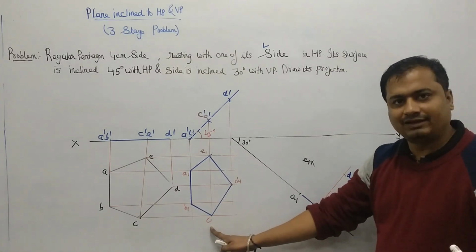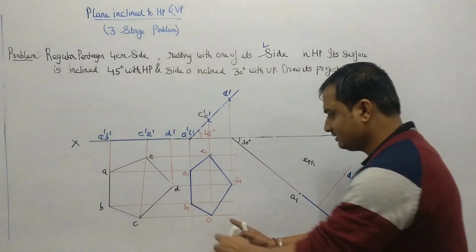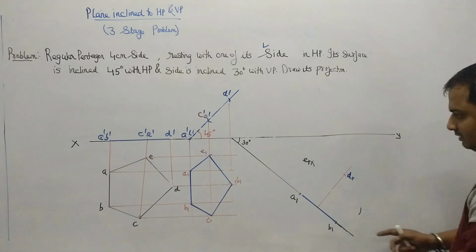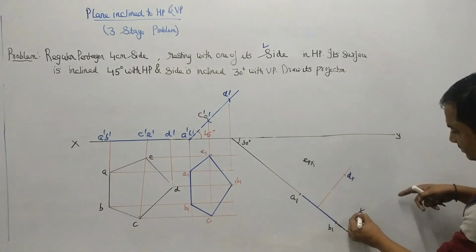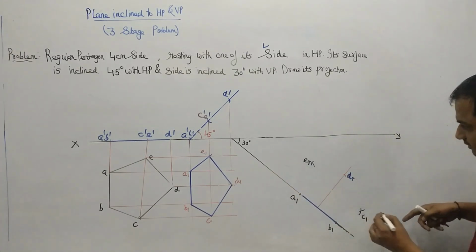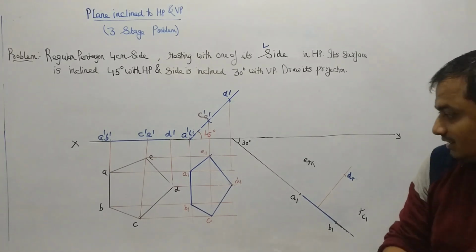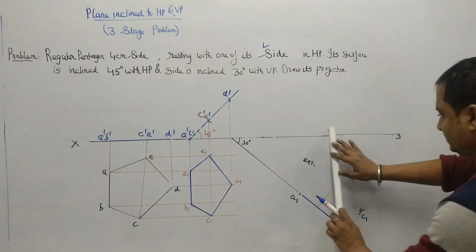Remaining is C1. So again I will be using the same procedure. I will be measuring D1 C1 from here, and I will be giving one arc. Same D1 C1, again I will be crossing that arc. So I will be getting this C1 also. So I have obtained all the points, and now I will be joining them.